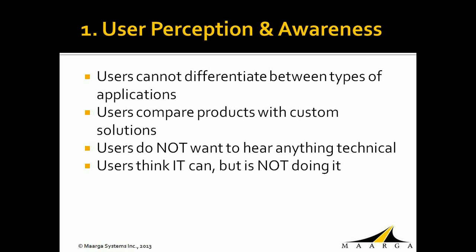So as I said, users cannot differentiate between different types of applications. So we should keep the users engaged and aware of what type of application they are using, how much volume of data, is it bulk data or is it very few records.